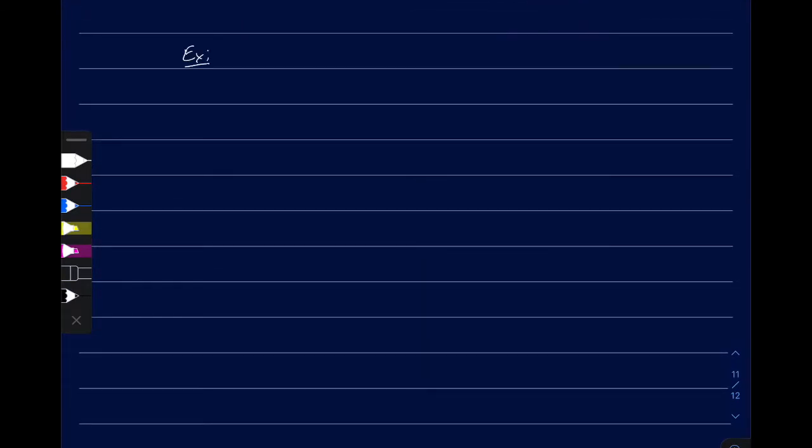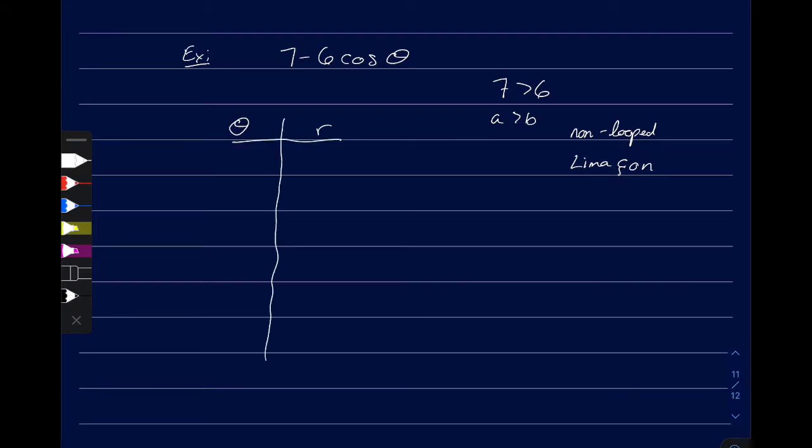So let's look at an example of actually graphing one. So let's look at 7 minus 6 cosine theta. So we know that since 7 is greater than 6, or a is greater than b, this is going to be a non-looped limacon. And we know that it's periodic with period 2 pi. So we only really need to graph theta versus r from 0 to 2 pi.